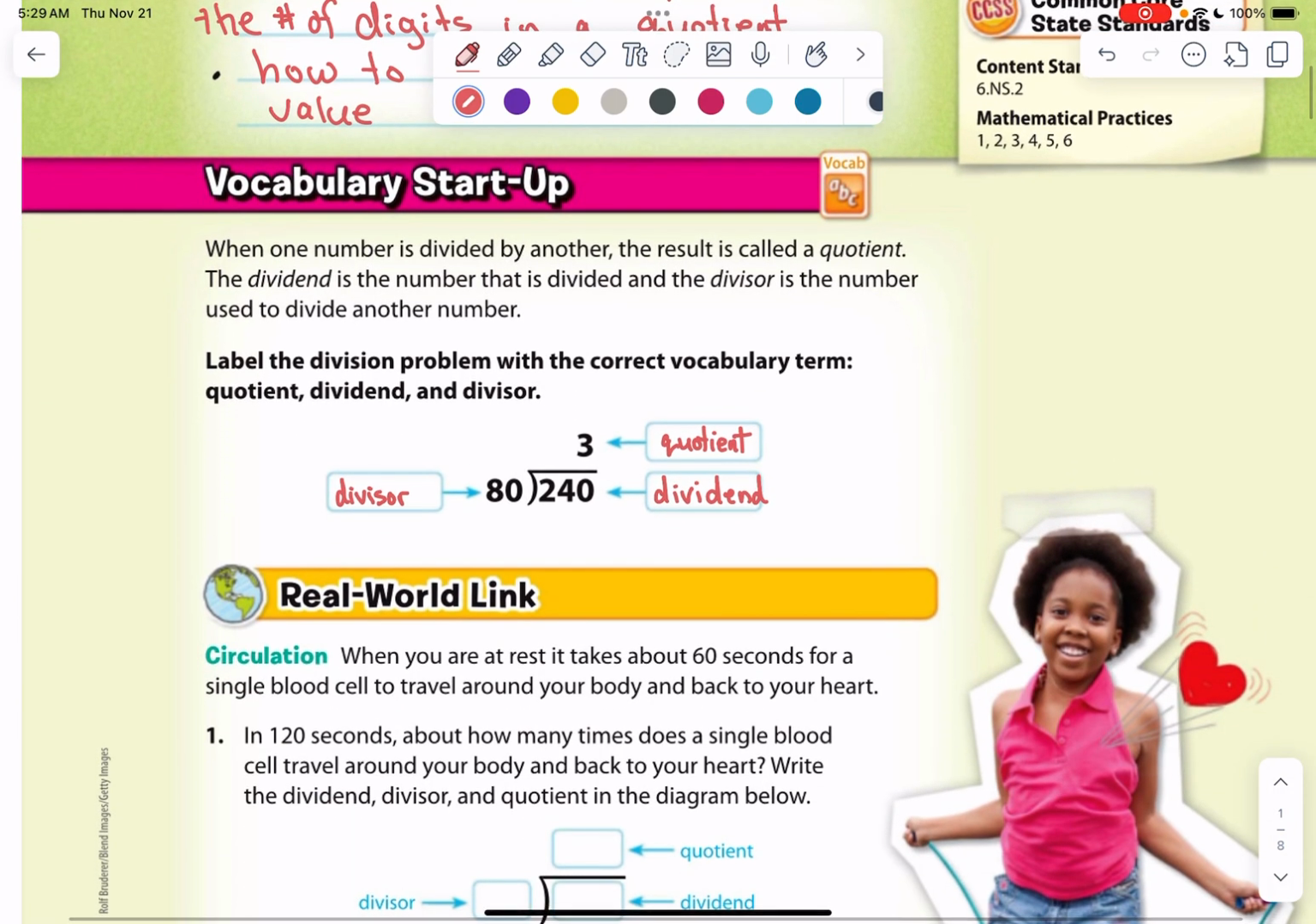First of all, just as a reminder, the answer to a division problem is the quotient. The number we create groups out of, that we're grouping the numbers, is the divisor. And the number we're dividing up is the dividend. Please make sure you write those down, okay?